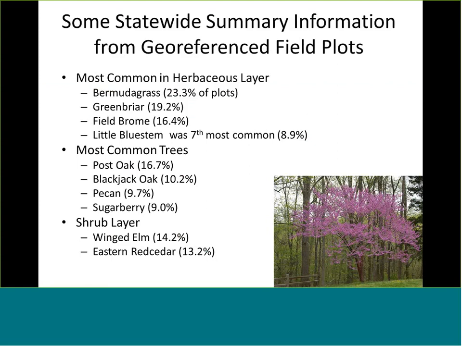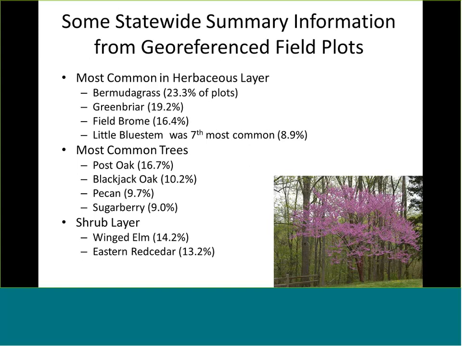You could generate information from these georeference plots. Here's some statewide information. The most common herbaceous plant was Bermuda grass, followed by greenbrier, which is in the herbaceous layer. Most common trees are post oak and blackjack oak, and the shrubs are winged elm and cedar elm. The point is you can generate data like this for any given county or ecoregion or watershed, and you also can refer to these data and add to these data to answer other questions.